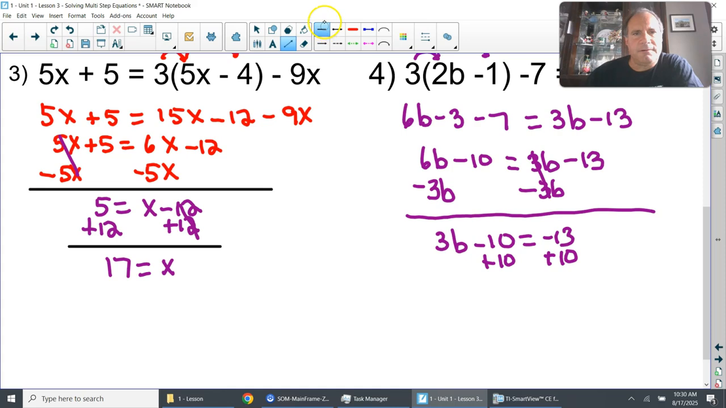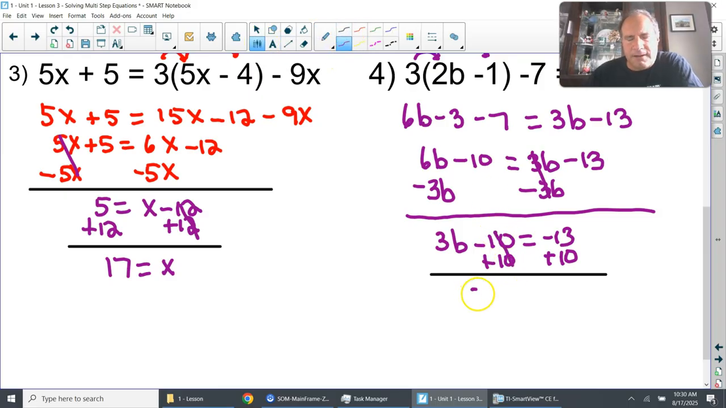This cancels. You have 3b equals negative 3. And you divide by 3 on both sides. This b comes down to negative 1.